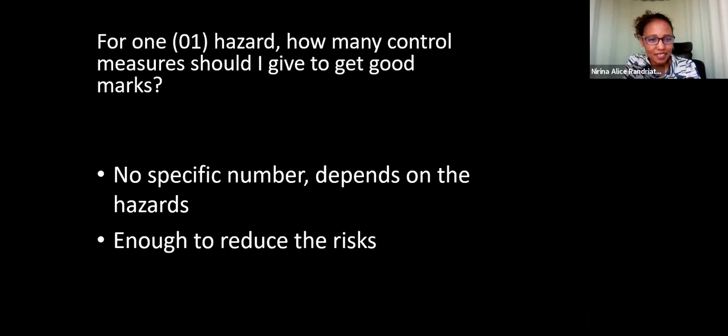Okay, so like I said, there is no specific number of controls. It depends on the hazard. And the way we mark the paper, we look at the existing and additional controls as a whole and we say, is it enough or not to reduce the risk? So the number of controls would depend on many factors. There is no clear specific number like, is it 1, is it 2? It depends. So make sure your control is enough to reduce the risk. That's the important part.